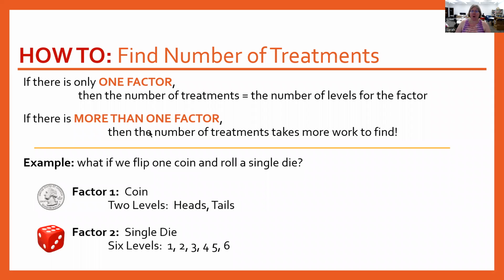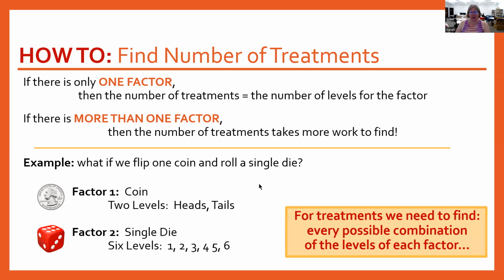Suppose that I have one coin and a single die, and I want to flip the coin and roll the die. So this will give me two factors. My first factor is the coin, and it has two levels, either heads or tails. My second factor is that single die, and it'll be either a 1, 2, 3, 4, 5, or 6. To determine the number of outcomes or treatments here, we need to look at every possible combination of the levels of each factor. That's a lot of words, but we're going to break it down for you here.